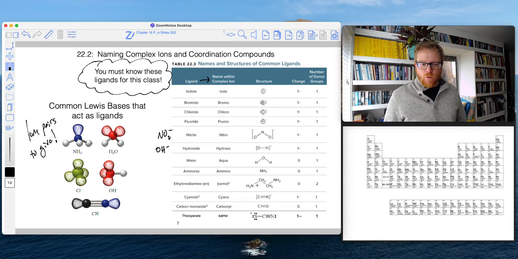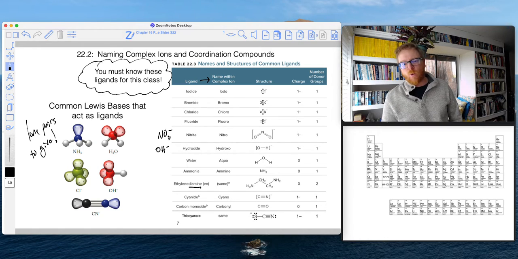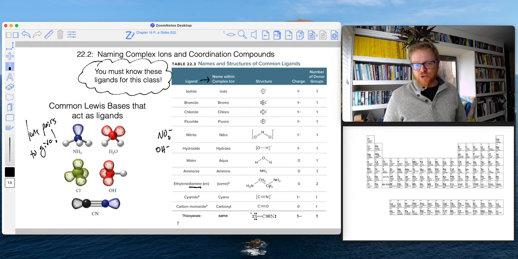So this one is a little bit more complicated. The ethylene diamine is this complex ion right here. And the name within the complex ion is the same, so we would just call it ethylene diamine. The way that we can break this down is, if you notice, there's a diamine, that means 2 amines, and there they are, NH2, NH2, okay? And it's not NH3 because remember, one of those hydrogens is now replaced by this carbon bond, okay? And ethylene, ethyl means 2 carbons, so ethylene diamine.